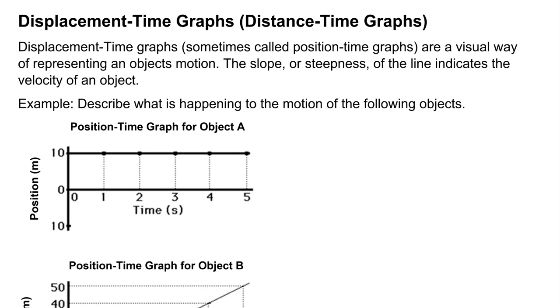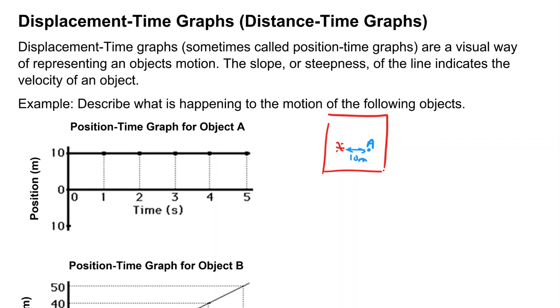Our position is relative to some reference point. If we had a map and some reference point over here, we could say that an object is starting 10 meters in the positive direction. Maybe we'll call that right. So object A is starting 10 meters away from the reference point.